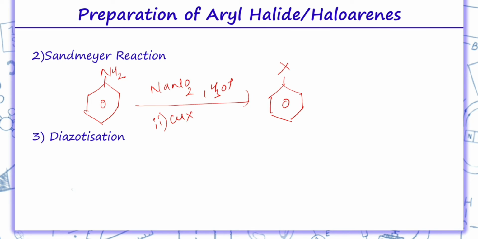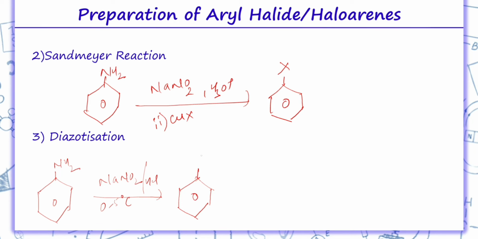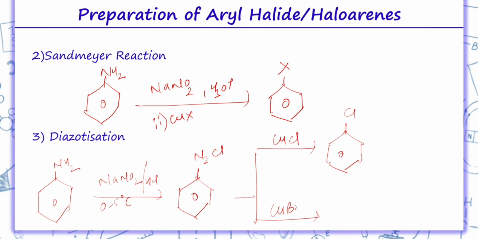Next is diazotization. Basically, aniline when it reacts with NaNO2 at 0 to 5 degrees Celsius in acidic medium with HCl, we get a diazo group. Therefore this is known as diazotization. We get N2Cl. On reacting with, suppose here I am taking CuCl, I will get chlorobenzene. If I take CuBr, I will get bromobenzene. So this is how haloarenes are prepared by Sandmeyer reaction and diazotization.